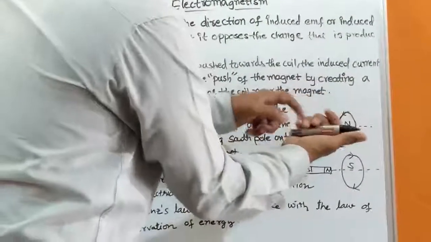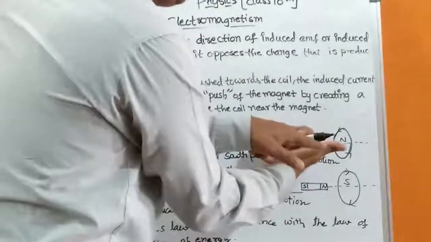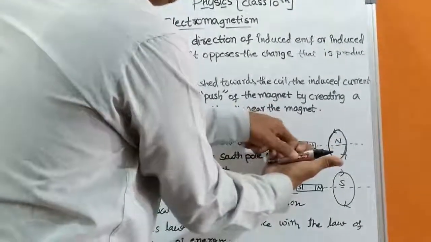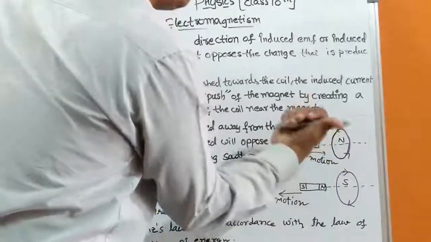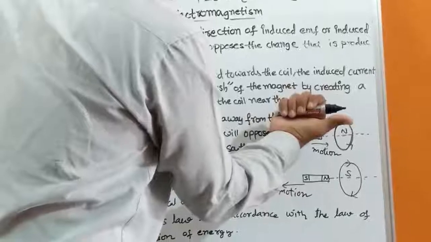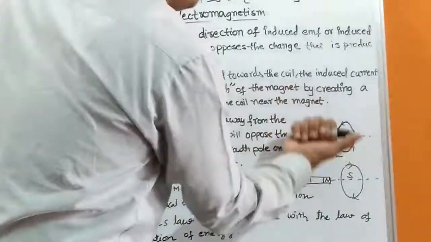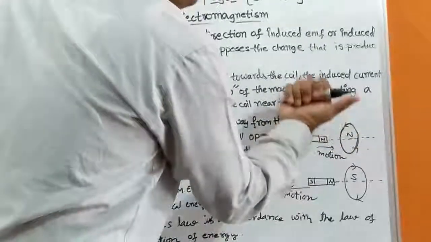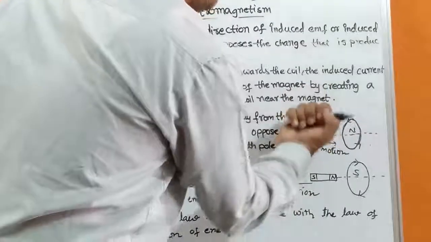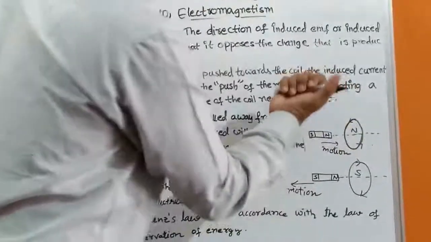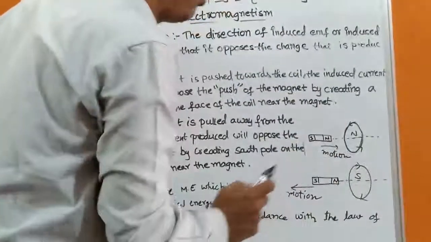Actually, this shows the motion of the object, means motion of the magnet. Here, this curved finger gives the magnetic field. So that is like this. This is what? This is the anti-clockwise direction. So here we actually get the north pole.